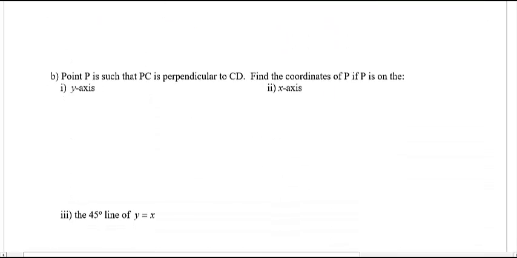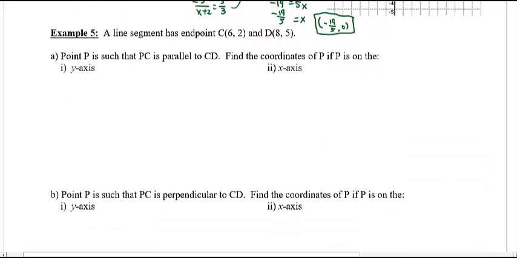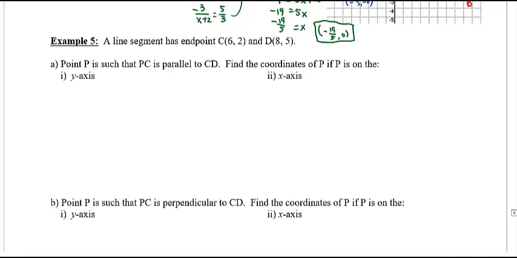Last example here. Ooh, long one. I have a line segment CD. Okay. Point P is such that PC is parallel to CD. Okay, now really I shouldn't be using the word parallel because they actually share the same point. So maybe I want you to cross this out. I'm going to show you a new term called collinear.